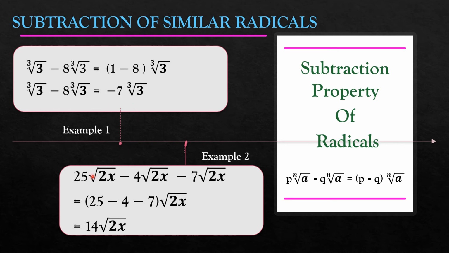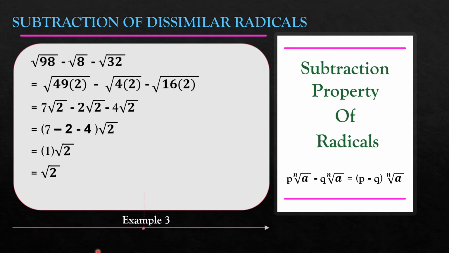For example 2, we have 25 square root of 2x minus 4 square root of 2x minus 7 square root of 2x. So, copy the common radical, which is square root of 2x, and then subtract the coefficients. So, here, we have 25 minus 4 minus 7. So, 25 minus 4 is 21, minus 7 is 14. So our answer here in example 2 is 14 square root of 2x.